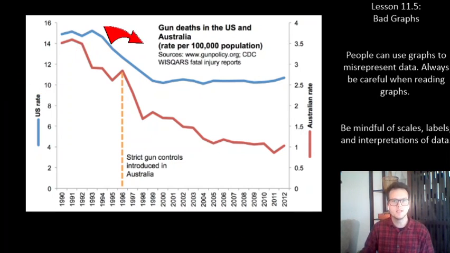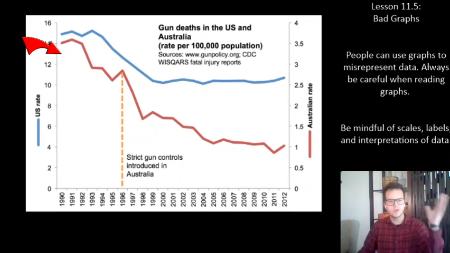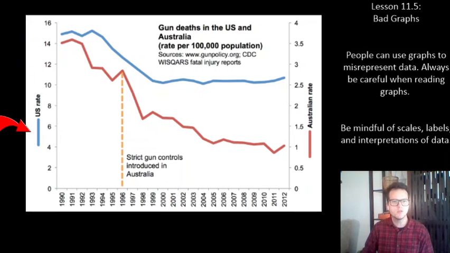All right, here's another one. Gun deaths in the U.S. and in Australia. It's the rate per 100,000 people. My issue with this one, I don't even actually know who's trying to swing me one way or the other by looking at this data. But my biggest issue is over here on the left, there's a y-axis that only applies to the U.S. rate, and then another for the Australian rates over here. I understand the Australian rate's way lower, but put them together.